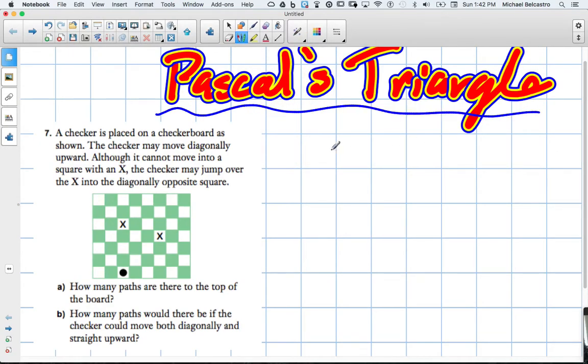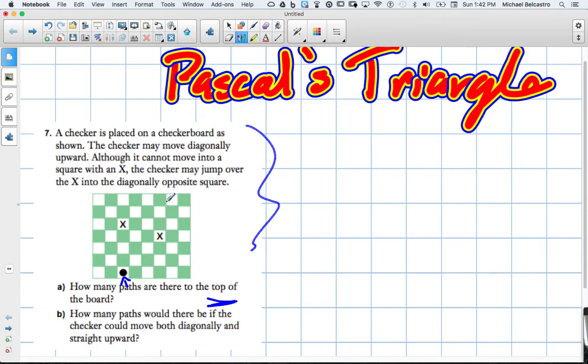Okay, so we're looking at a Pascal's triangle question. I'm going to read it over first and then try to tackle our 7a. A checker is placed on a checkerboard as shown. So here's our circle. The circle is the checker.